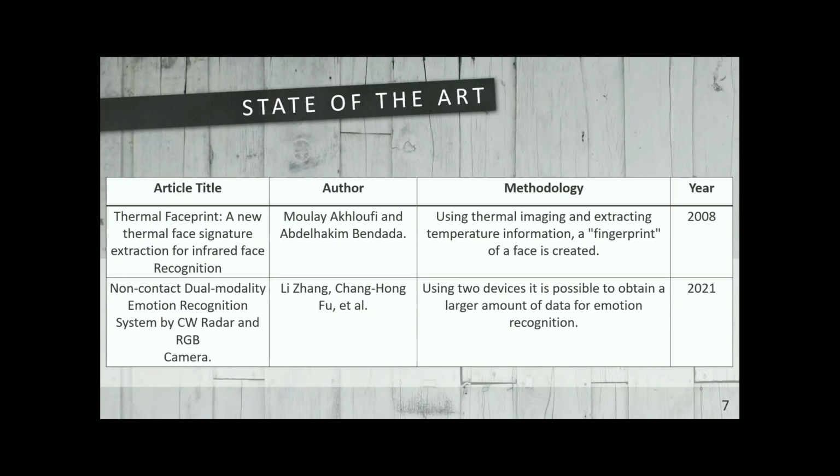To end this section, we have the non-contextual multimodality emotion recognition system by radar and RGB camera. As we said in the last slide, the face is not the only part of the body where we can get data. There are a lot of devices where we can get this data, and in this case, a radar or a camera.